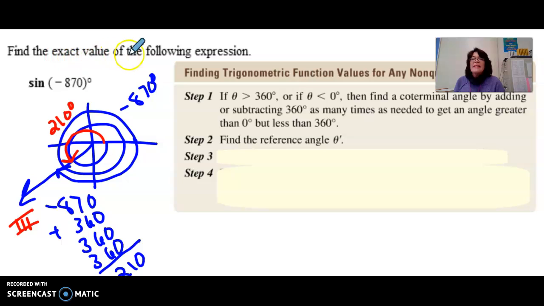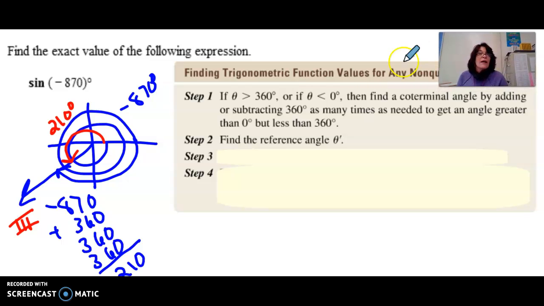Okay, we're supposed to find the exact value of sine of negative 870 degrees. I understand that in this case, you probably did it on your calculator and you got negative a half. That will work sometimes, guys, but sometimes it won't. I want you to understand how to do this without the calculator.